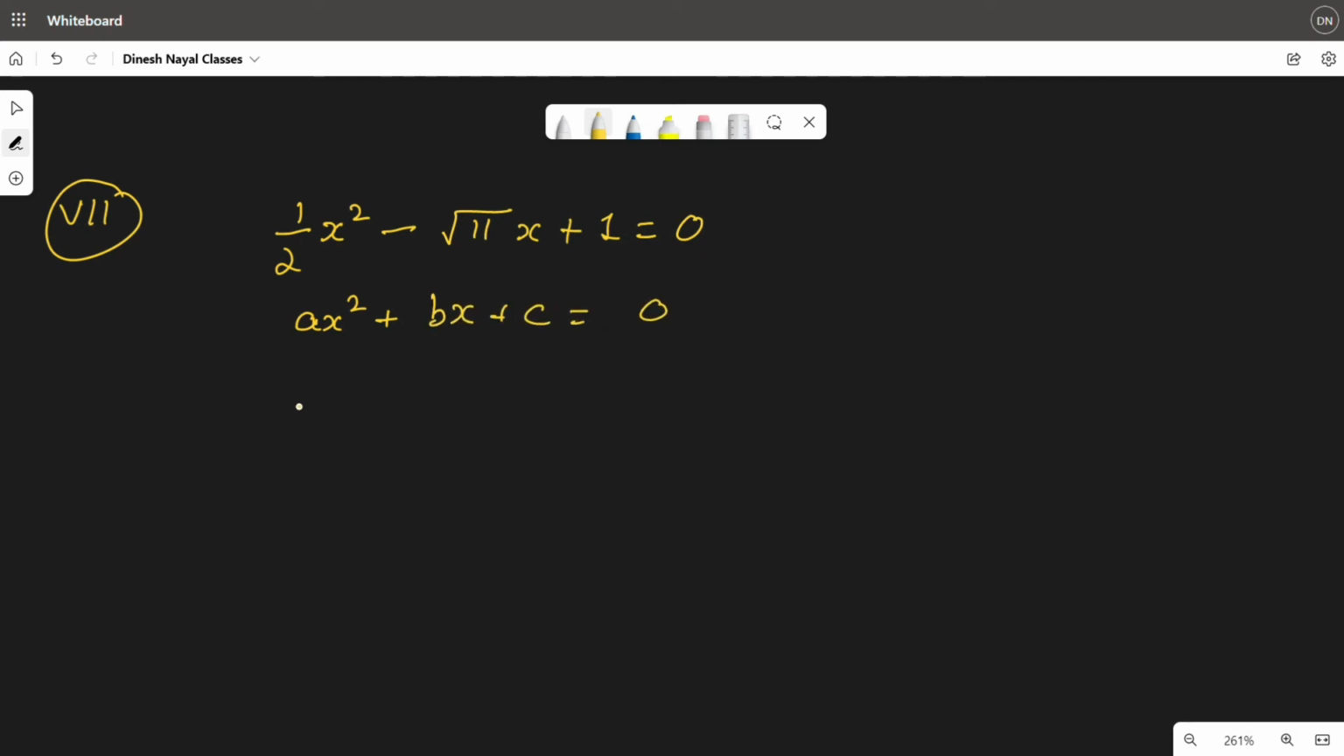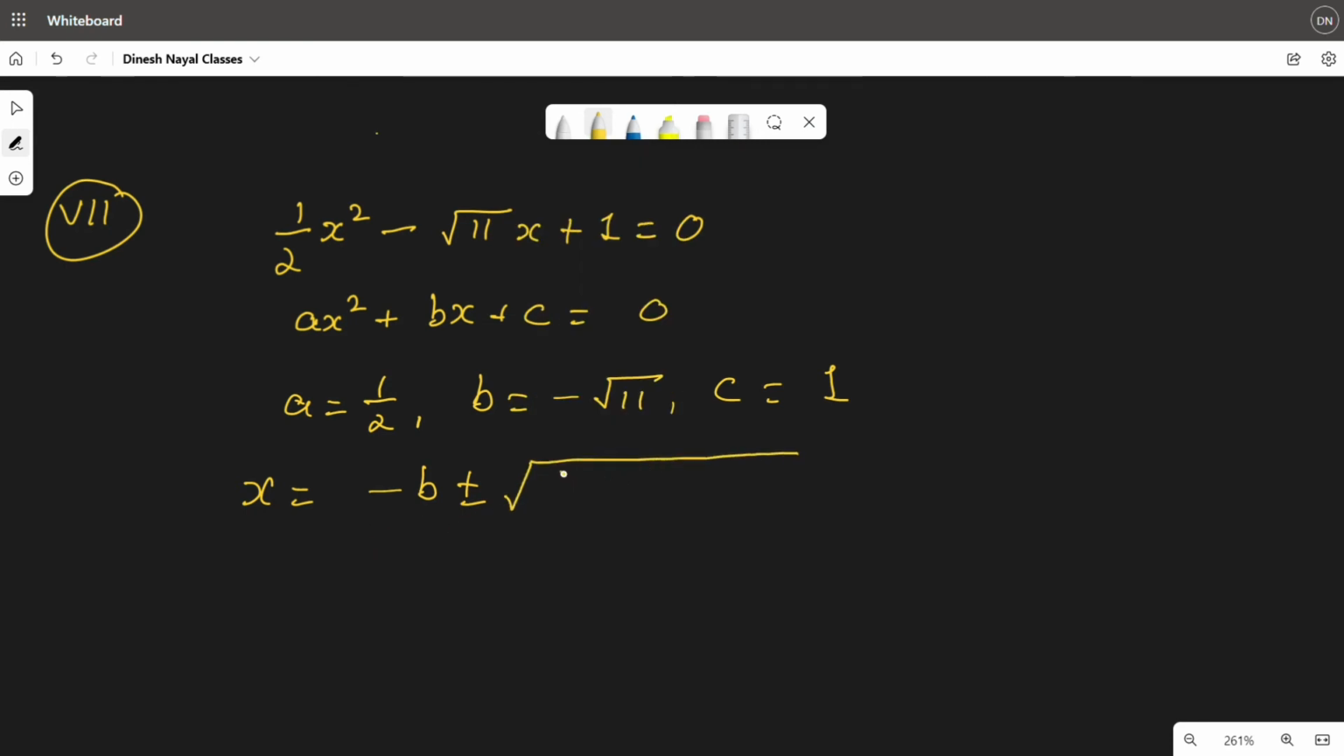Now what is a? a equals half, b equals minus root 11, c equals 1. Now applying the quadratic formula, x equals minus b plus minus under root of b square minus 4ac, upon 2a.